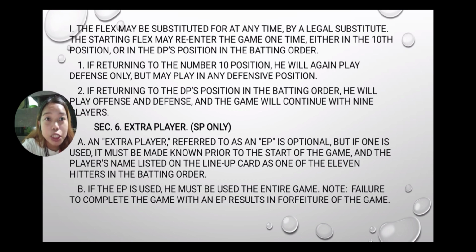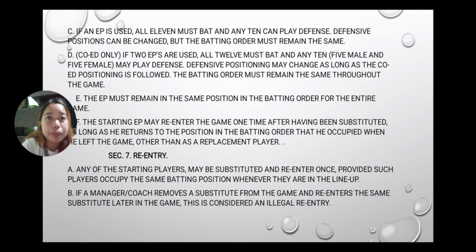Section number 6, extra player. So this one is the extra, for SP only. An extra player, referred to as an EP, is optional but is one use. It must be made known prior to the start of the game, and the player's name listed on the lineup card also as one of the 11 hitters in the batting order. B. If the extra player is used, he must be used the entire game. Note: failure to complete the game with an extra player results in forfeiture of the game.